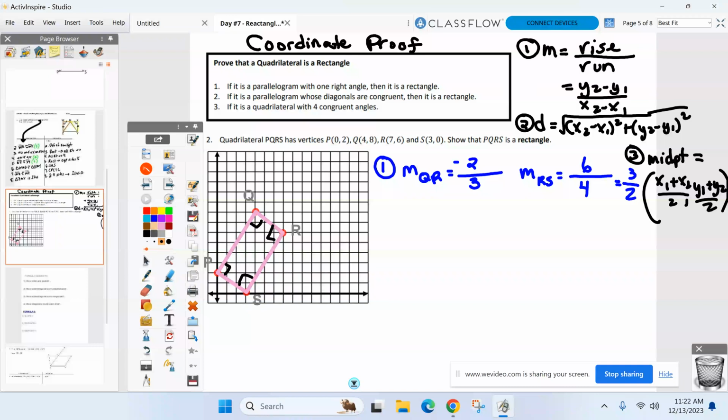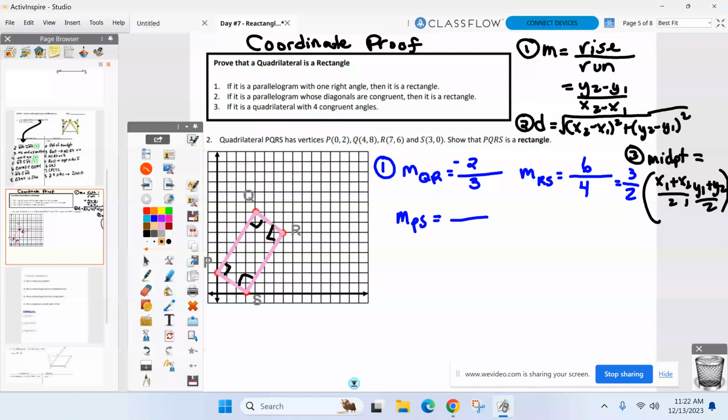That's what I wanted. Quick note, if you're ever uncomfortable reducing, you just go to your calculator, type in 6/4, enter, and it'll give you the reduced answer along with the decimal. So use your calculator if you ever want to reduce. All right, let's keep going. We still have what? PS? Slope of PS?